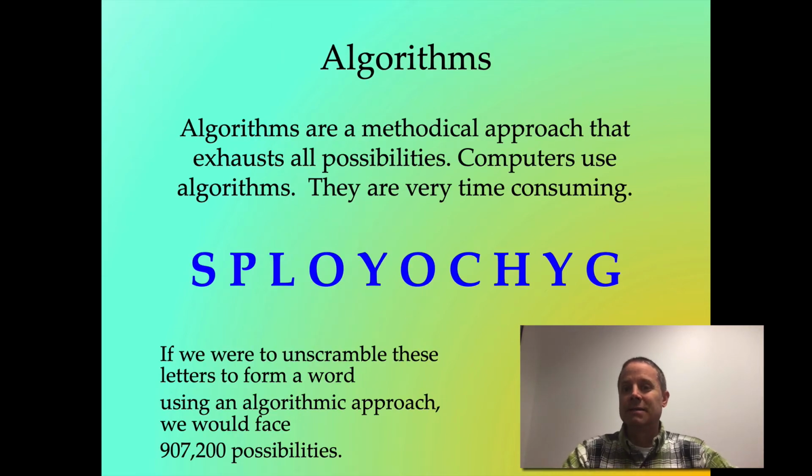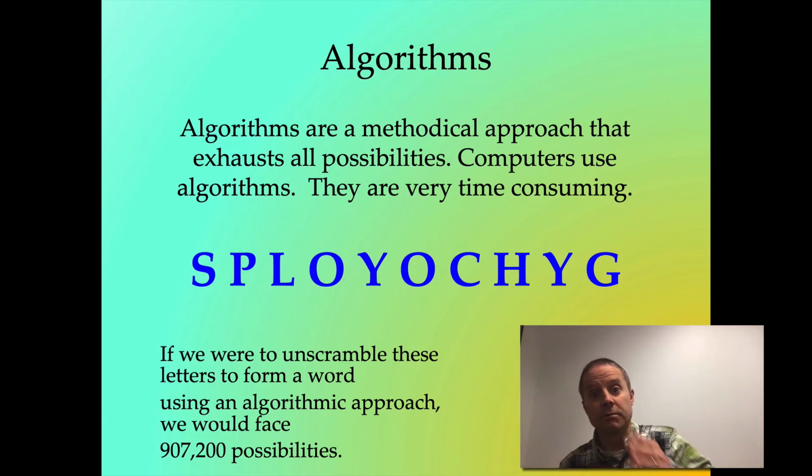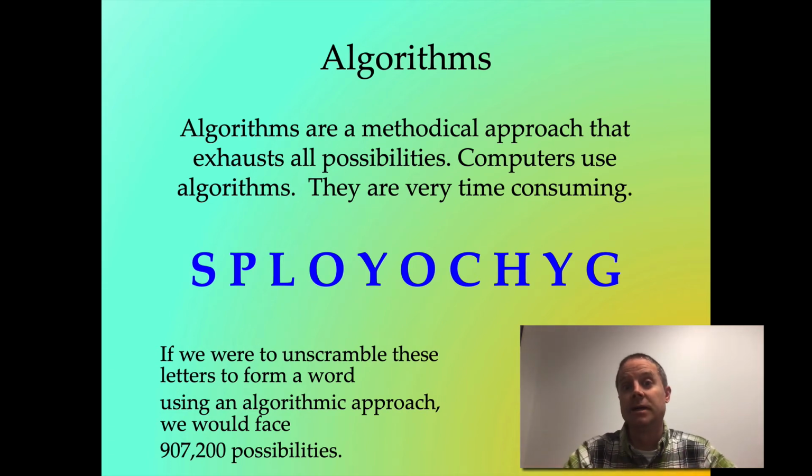An algorithm is a methodical approach that exhausts all possibilities for solving the problem. Computers use algorithms. They can be very time consuming. Here's an example. You lose your phone. The last time you had it was in my class. So if you used an algorithm to find your phone, you would walk in and go back and forth across my room in rows, till you covered every square inch of the classroom. That would be a systematic, methodical approach to finding your phone. Time consuming and probably not the best way to do it.